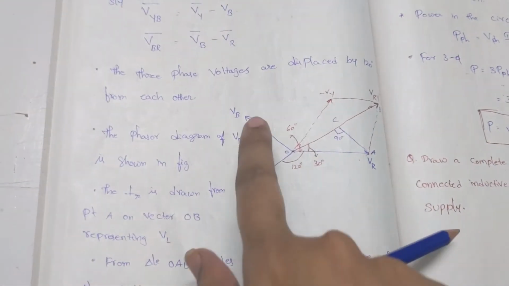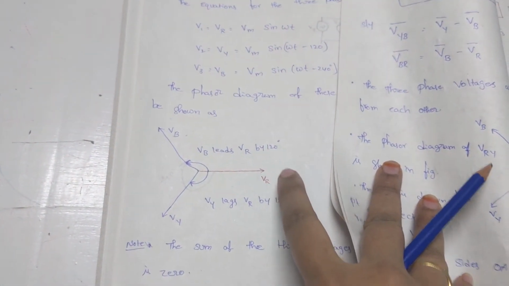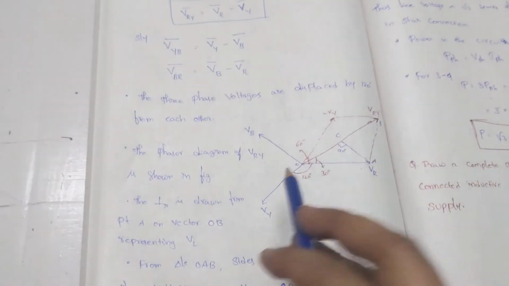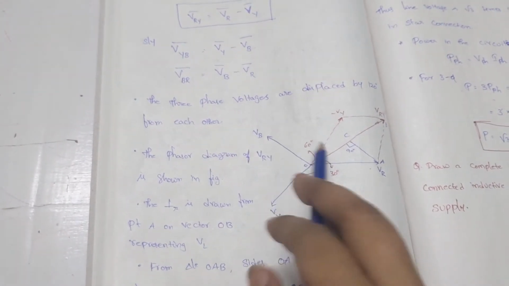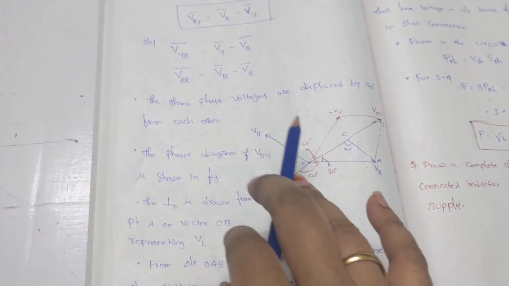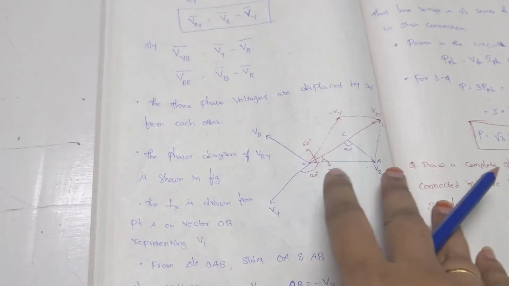Initially I draw the three phasors, the phase voltages, similar to our standard notation. So we simply draw VR, VY and VB, and each one is displaced by 120 degrees from the others. So this is our basic diagram.